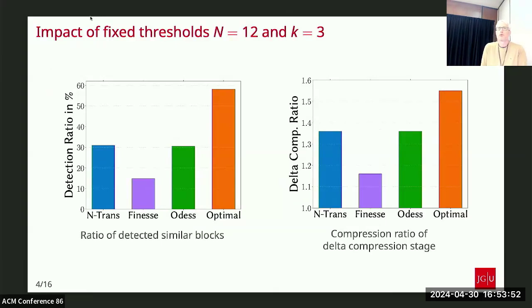We did some brute force analysis, and we compared three existing approaches called N-transform, Finesse, and Odess with an optimal brute force algorithm. Of course, we were only able to do this on a small data set, but what we've seen is that we detect more or less 50% fewer similar blocks than what is possible in an optimal scenario. And also the compression ratio is much smaller than what is optimally possible.